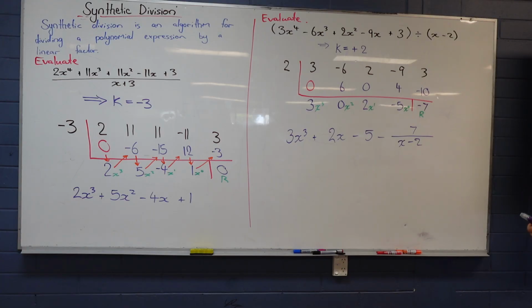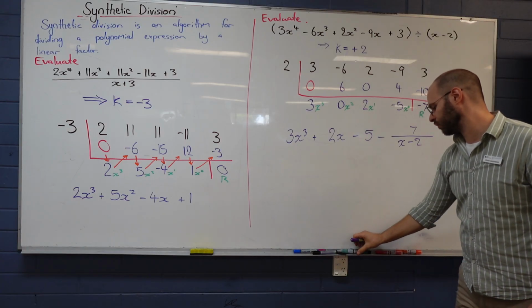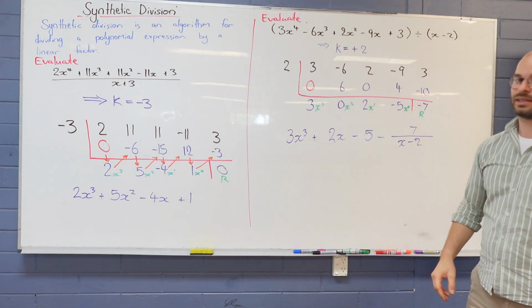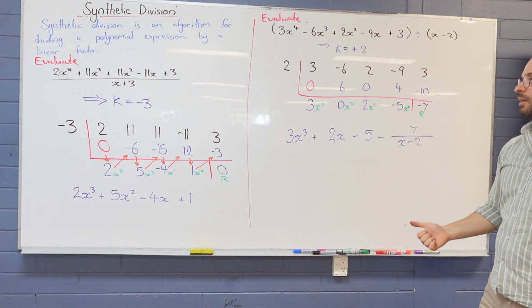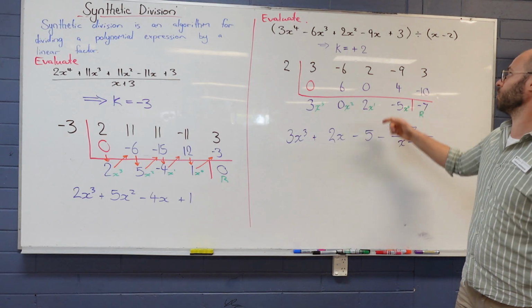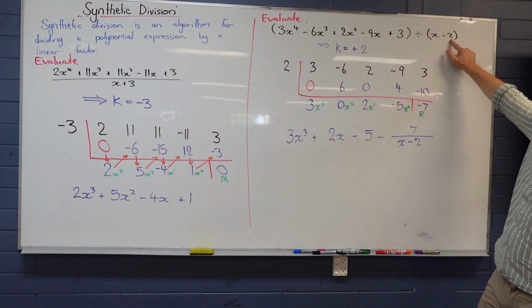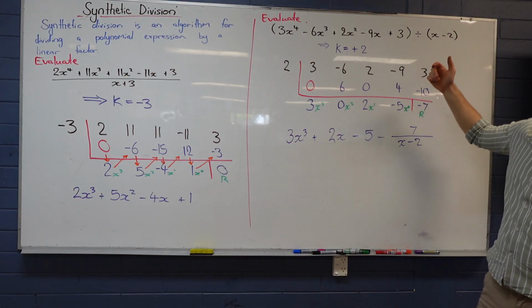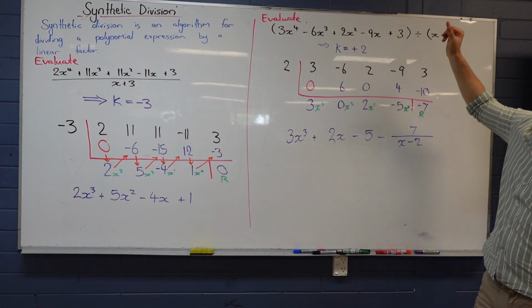Now, where would you use this? Well, synthetic division is useful because it is fast. It is faster than partial fractions. It is faster than algebraic division. However, this only works if you're dealing with linear divisors here. So x plus or minus k. It doesn't work if you're using a quadratic or anything higher than linear.